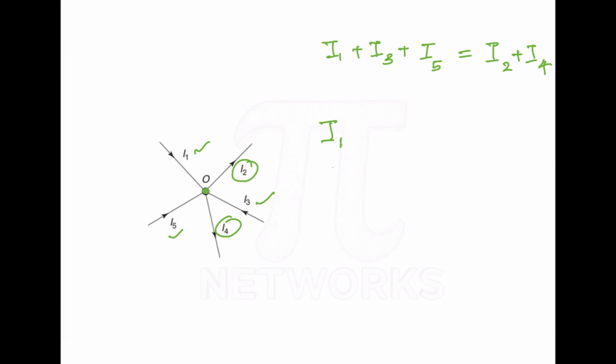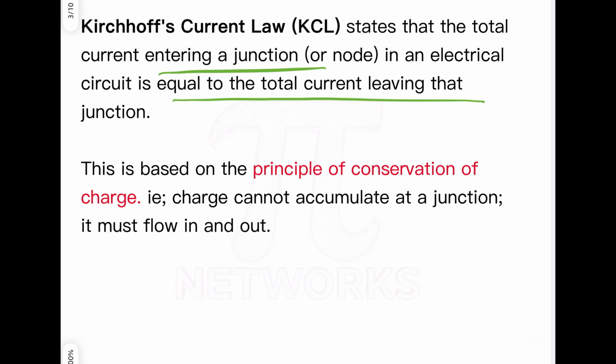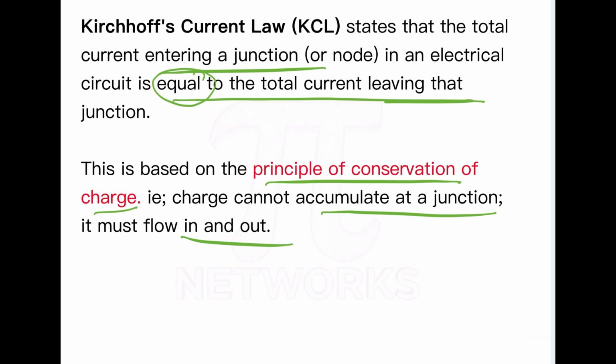We can rewrite it as I1 plus I3 plus I5 minus I2 plus I4 equals 0. This is what is stated in Kirchhoff current law: the current entering a junction in an electrical circuit will be equal to the total current leaving that junction. One additional point we can mention is that this is based on the conservation of charge. That means charge cannot be accumulated at a junction. It has to flow in and flow out. So this is the concept regarding KCL.